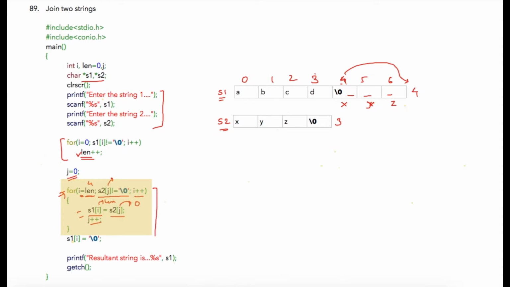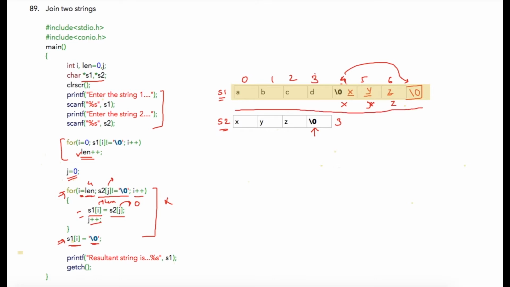Throughout this second loop for S2, first X will be written, then Y will be written, then Z will be written, and once the compiler reaches this \0, the loop will be completed. At the end of the loop, we must add the \0 character into S1. So at this final location, we should also write \0. So this whole thing is now your S1 to which we have added XYZ from the second string. Your final character array is A, B, C, D, X, Y, Z and \0 as a null character in the end. In the final statement, this will be printed: Resultant string is %s, and the value of S1 will be printed instead of %s.